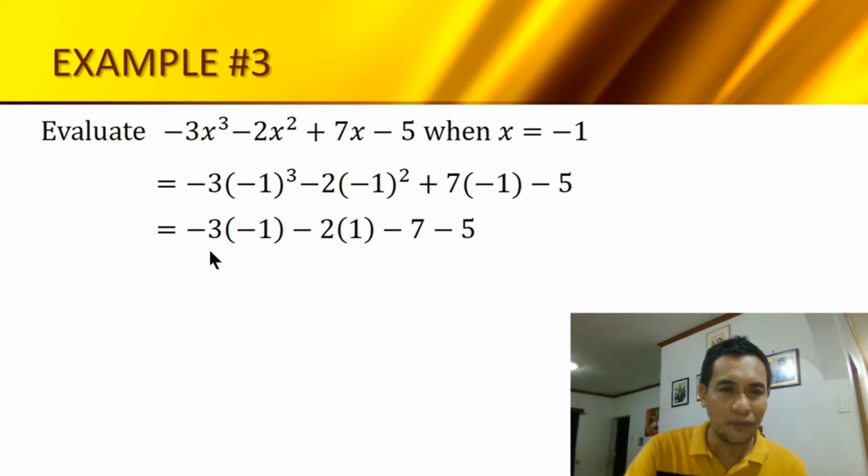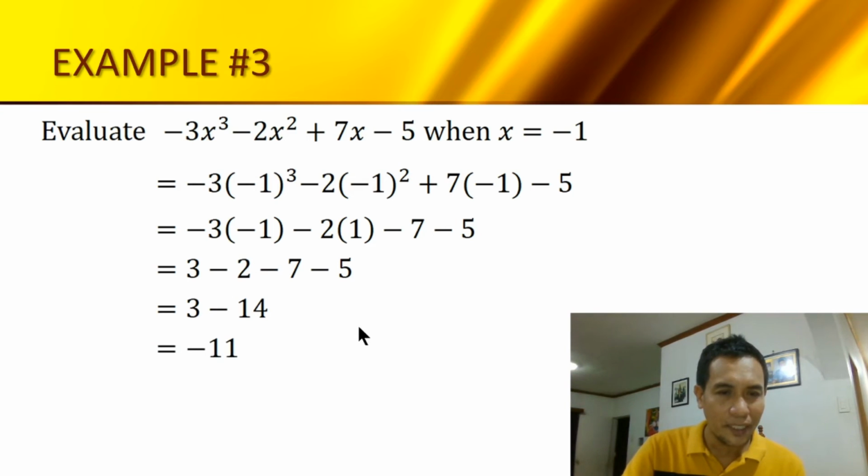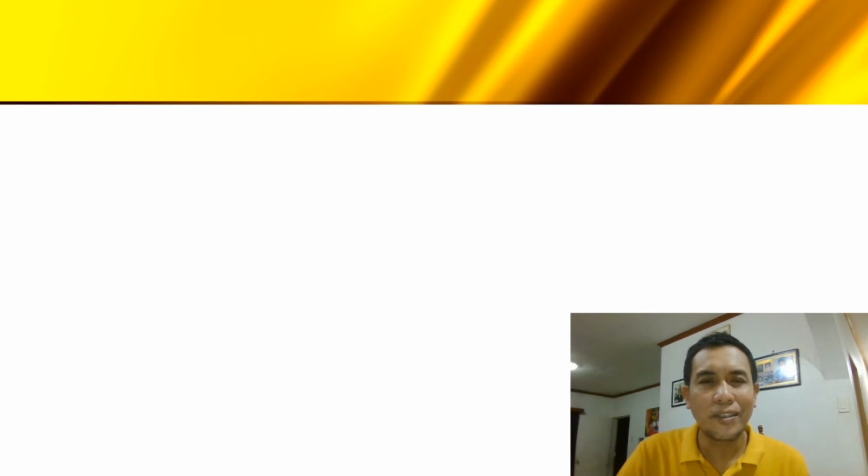So we have to simplify negative 3 times negative 1. That's positive 3. Negative 2 times 1, negative 2. Bring down negative 7, negative 5. So combine. So negative 2, negative 7, negative 5. That's negative 14. 3 minus 14. That's negative 11. So meaning the value of the algebraic expression negative 3x cubed minus 2x squared plus 7x minus 5 when x equals negative 1 is negative 11. Alright? Alright, let's go to example number 4.